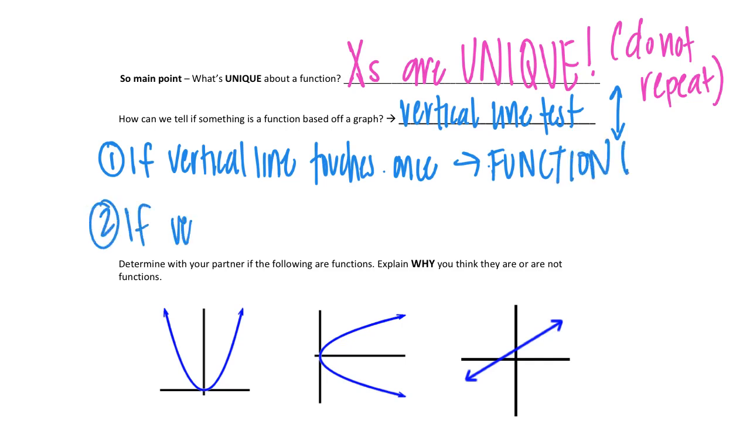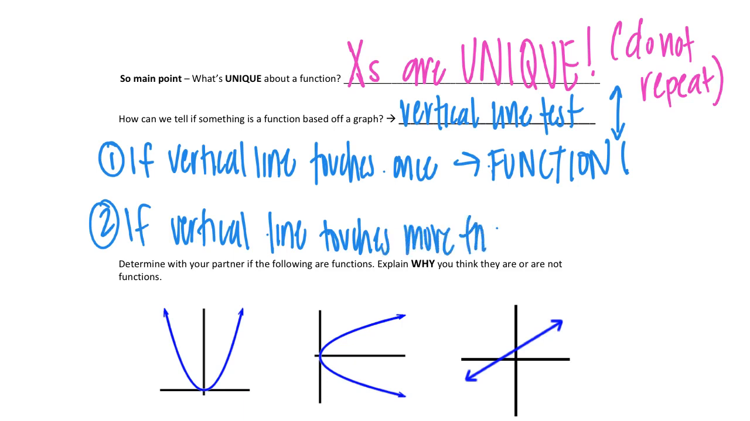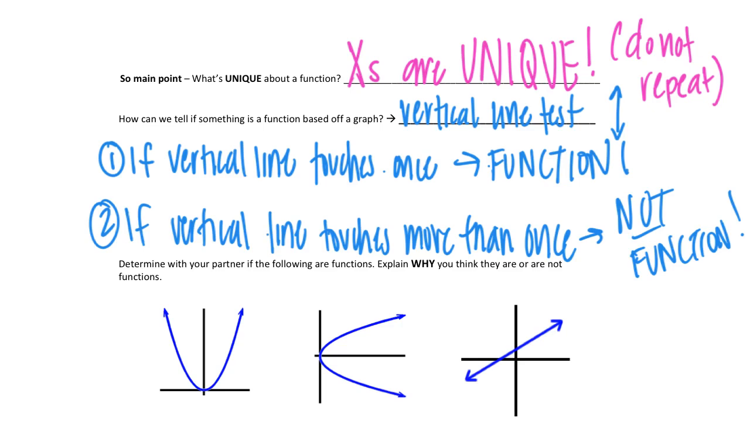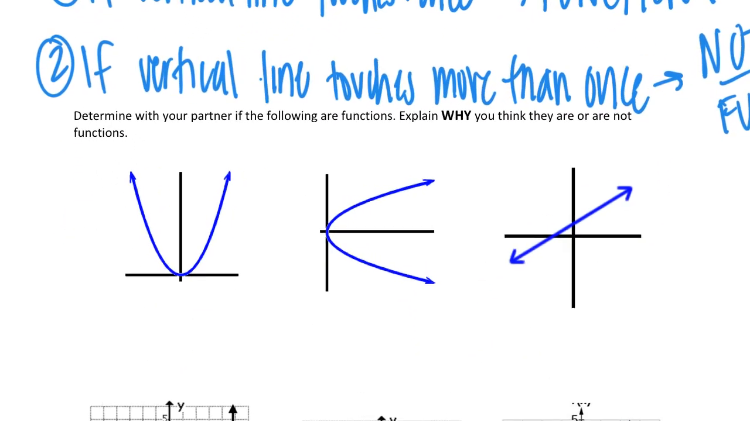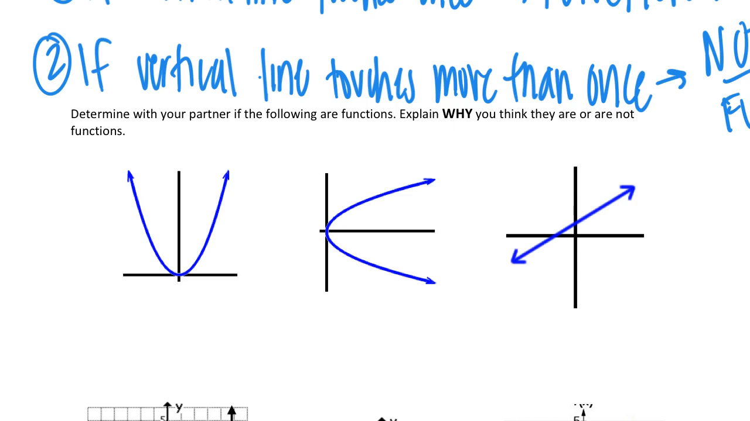If, on the other hand, the vertical line touches more than once, we would say it is not a function. So let's try it out with these examples down here. It says determine with your partner, but that's assuming we're in class. Since we're online, we'll just do it together. Determine if the following are functions. Explain why you think they are or not functions.